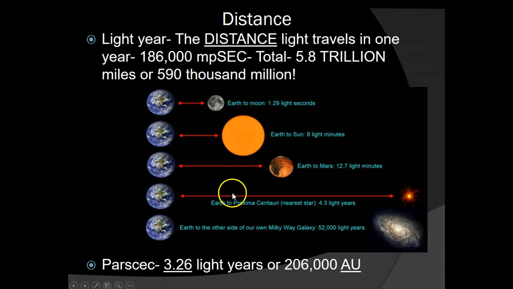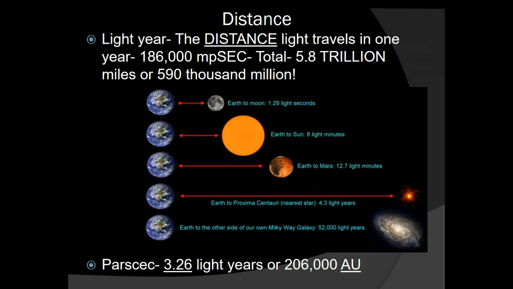So, distance, we talk about light years, and a lot of us want to think of light years as a time because it sounds like a time, but it's actually a distance. It's the distance that light travels in a year, and it travels at 186,000 miles per second. So that's a total of 5.8 trillion miles. So if you were to take $590 million and multiply that by 1,000, that's how fast it's going. So it's going really, really, really fast.